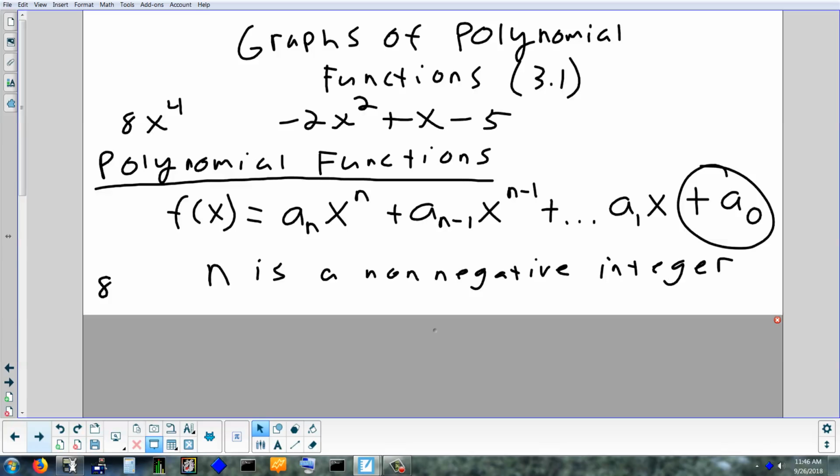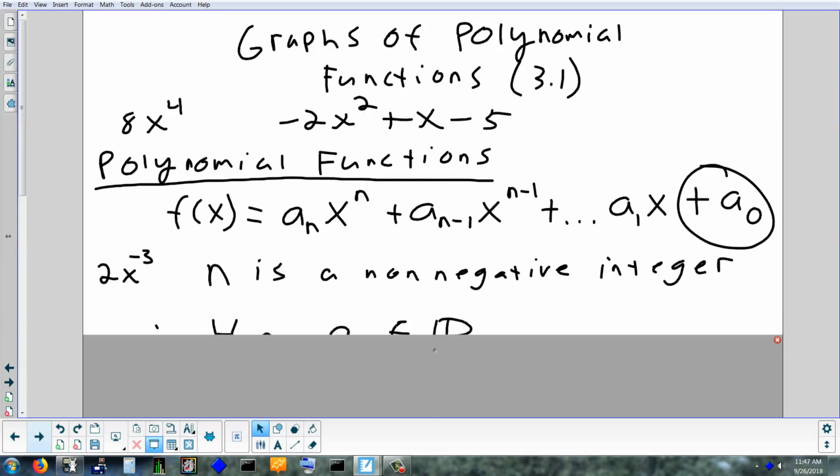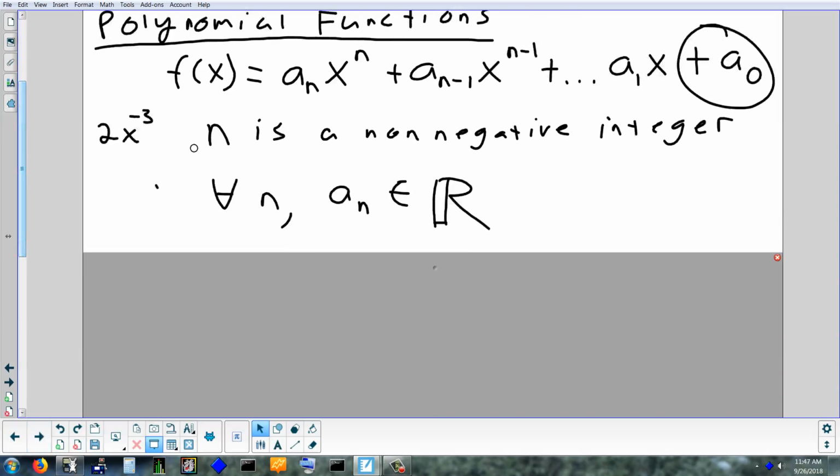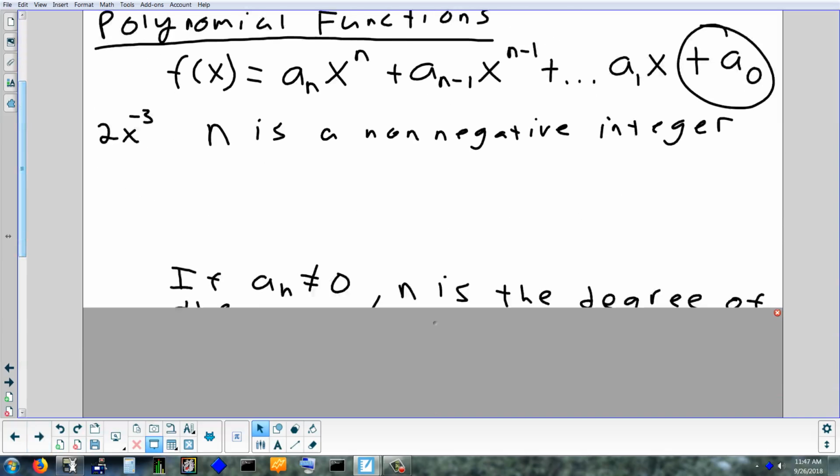So something like 8x to the 1/2, no, that is not a polynomial. Right? If I did 2x to the -3rd, nope, not a polynomial. Exponent has to be a non-negative integer. Don't worry about that. Just as long as you know the first thing, that's fine.